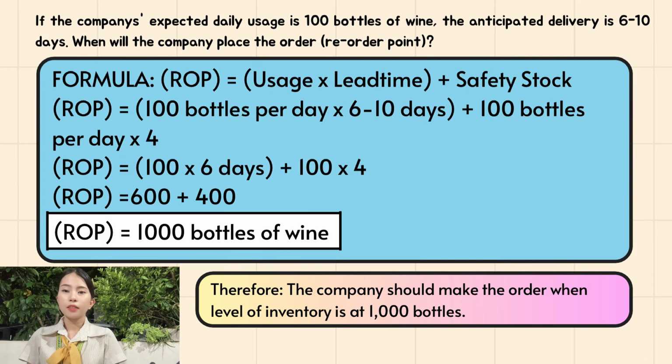So ROP equals 100 bottles per day for the usage multiplied by the 6 days lead time plus 100 bottles per day times 4 for the safety stock. ROP equals 100 times 6 days plus 100 times 4, which is ROP equals 600 plus 400, with a total of ROP equals 1,000 bottles of wine. So therefore, we can conclude that the company should make the order when the level of inventory is at 1,000 bottles of wine.